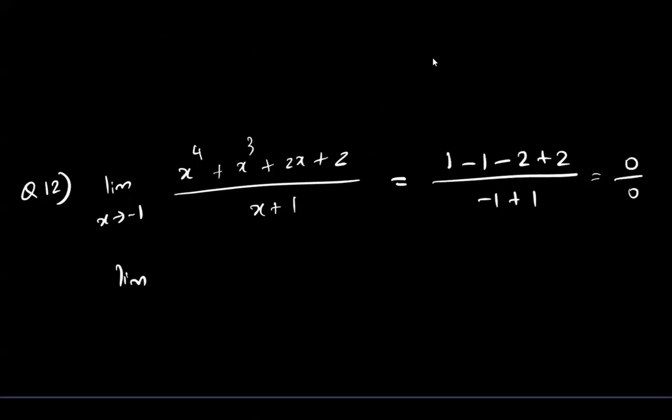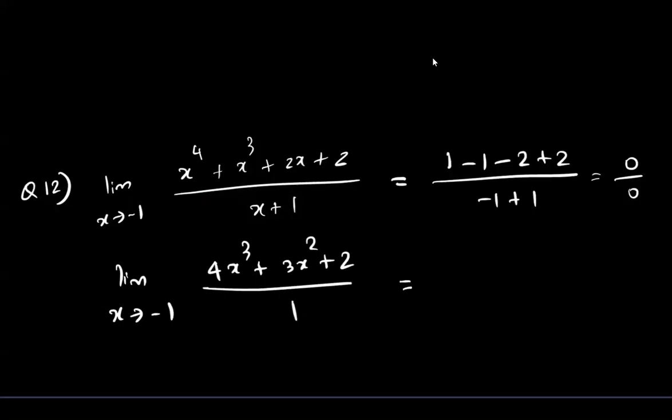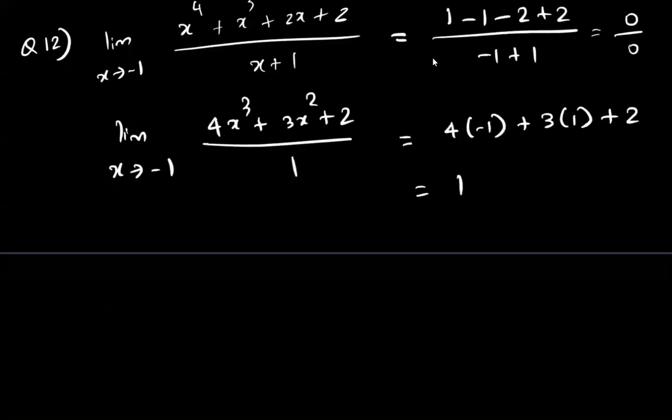So I can apply the rule. I take the derivative of the numerator over the derivative of the denominator, substitute again. 4 times negative 1 plus 3 times positive 1 plus 2. Negative 4 plus 3 is negative 1 plus 2 is positive 1, and that is my limit.